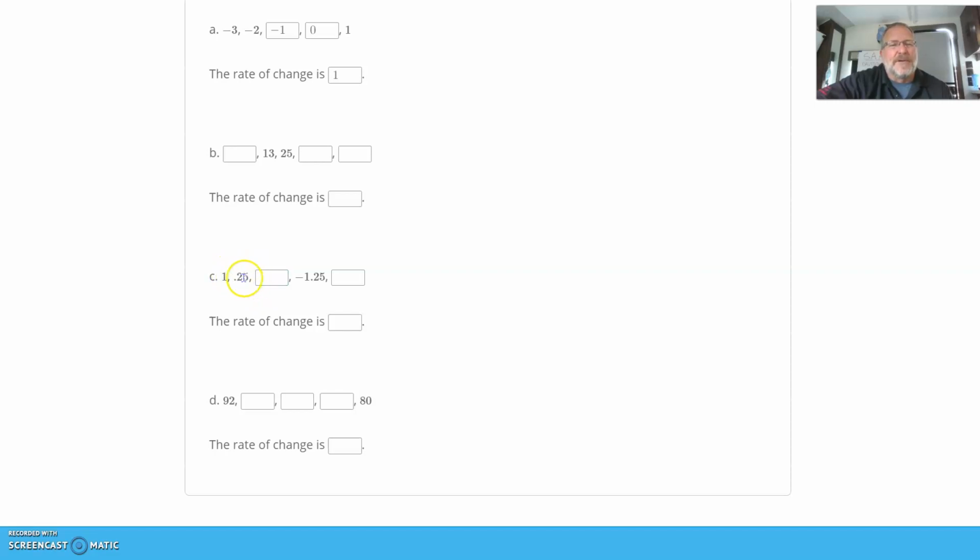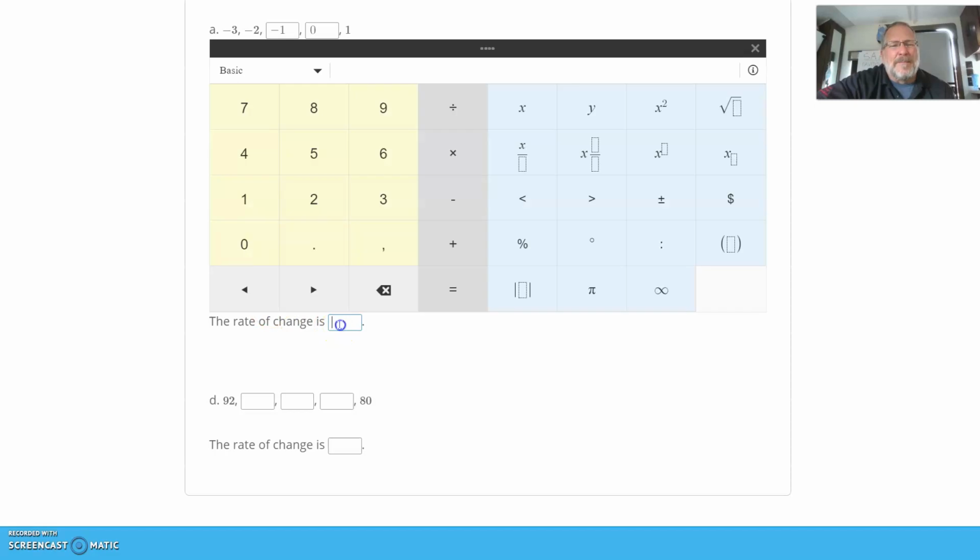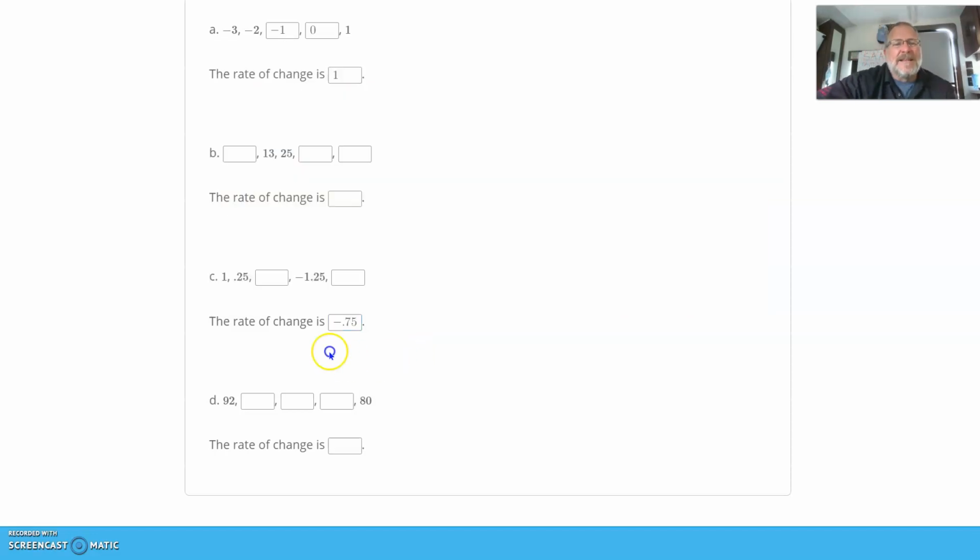Don't be afraid of subtracting. For instance, in C, I got a 1 and then a 0.25. So I'm thinking it dropped by 75 cents. I kind of think of it as money sometimes. So I'm thinking a -75 or a -0.75 in that idea. And then I would just try to verify it along the way and make sure it's working right.